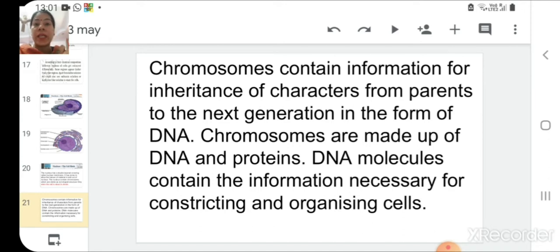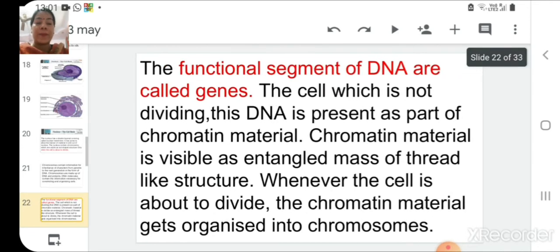Chromosomes are made up of DNA and protein. DNA is deoxyribonucleic acid and the proteins are histone proteins. DNA molecules contain the information which is necessary for constructing and organizing the cell. The functional segments of DNA are called genes. Again, see, there is one more minute bifurcation. First of all, you will have the nucleus. In that nucleus, you will get chromosomes. Chromosomes are made up of proteins and DNA. The functional part of that DNA is called genes.